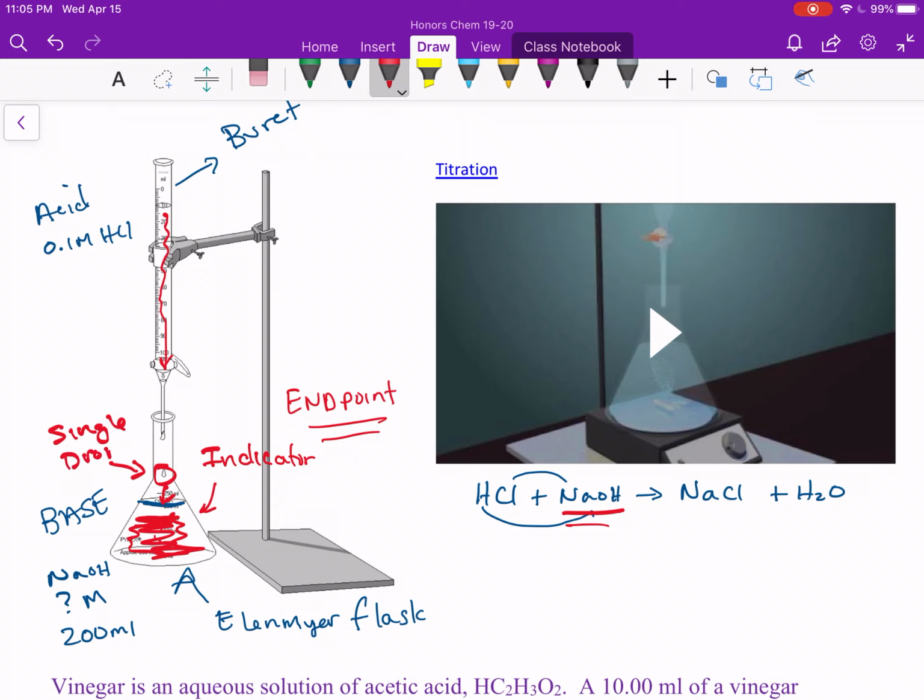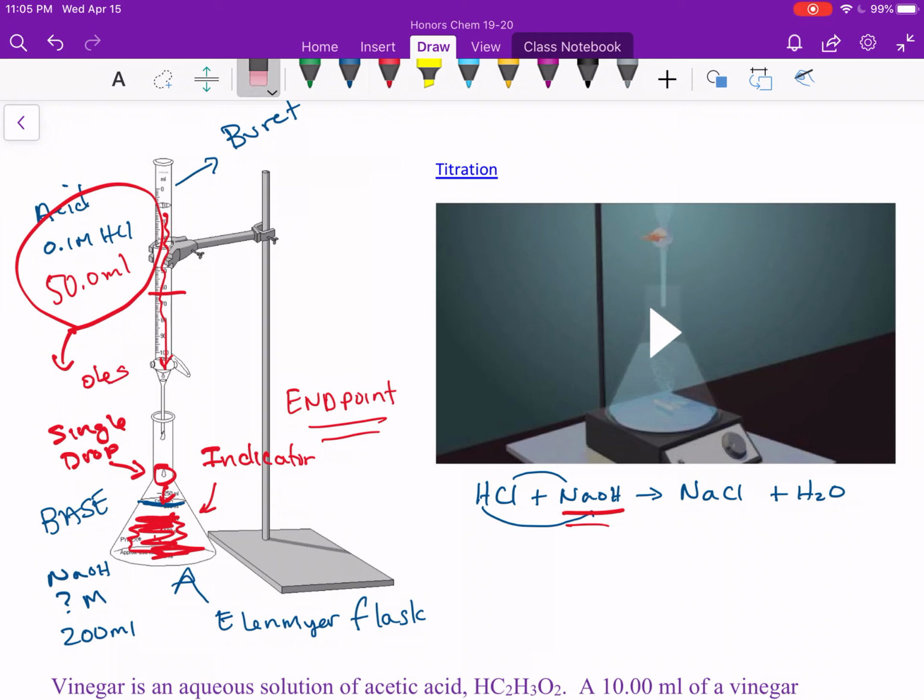Okay, and then what we can do is we say, oh, well, we added 50.0 milliliters of NaOH to get to that single drop color change. And so we can measure how much we add. Then if we look here, it just turns into a stoichiometry problem. We can figure out the moles that we add there.